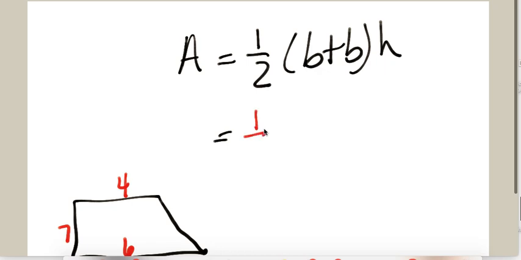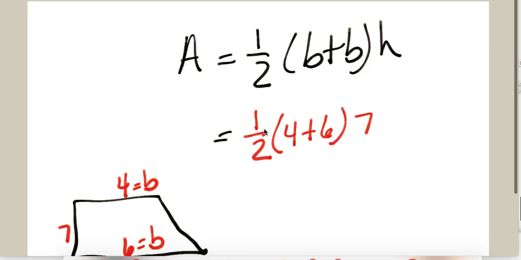So I would write in my numbers, filling them in. This 4 would be a base. This 6 would be a base. I have to add those numbers together because I have to add my 2 bases together. And then my height was 7. You cannot cut anything in half at this point until you add your bases together. So I add my bases together and I get 10, and 7 is my height.